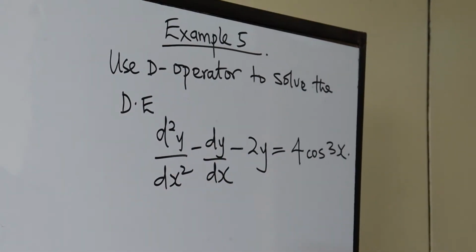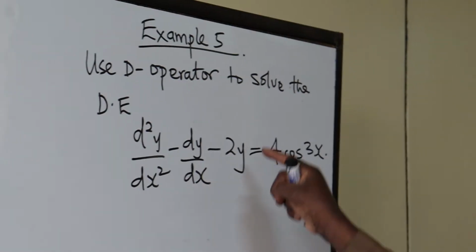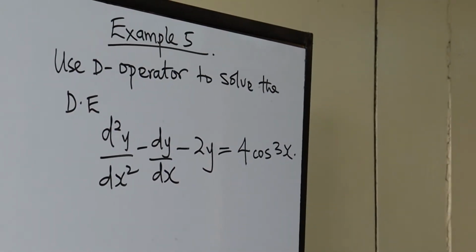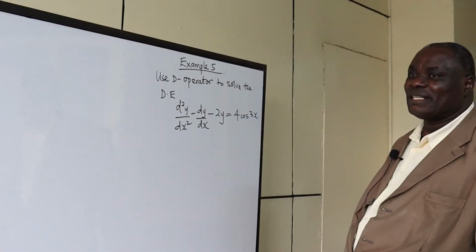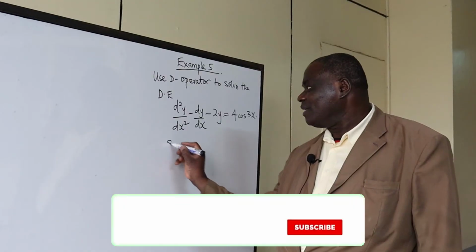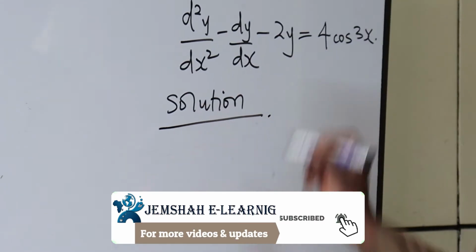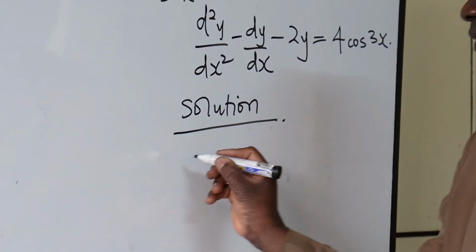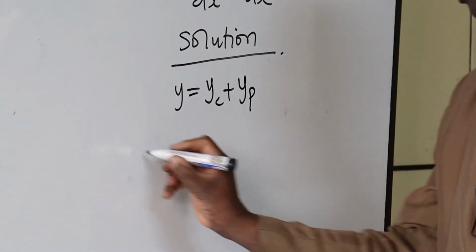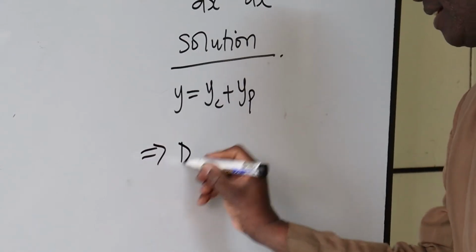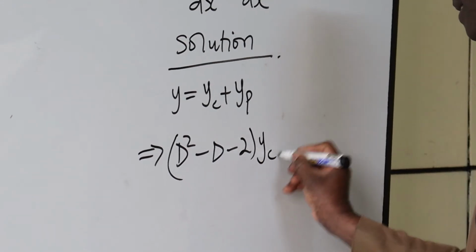So example 5: use the operator to solve d squared y/dx squared minus dy/dx minus 2y equals 4 cos 3x. In our solution, we say y will be equal to yc plus yp. This implies (D squared minus D minus 2) yc is equal to 0.